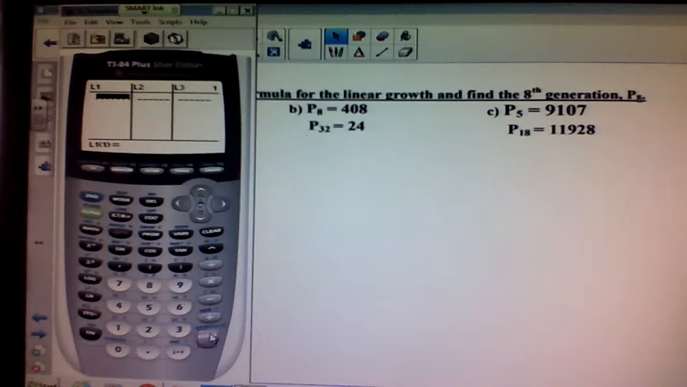In edit, you're going to see lists. Under list 1, you need to put both of your X values. So in part C, your X value is 5, so hit 5, enter, and 18, enter. Then you're going to move over to list 2. You're going to put the corresponding Y values with the X's. So 9,107, enter, 11,928.